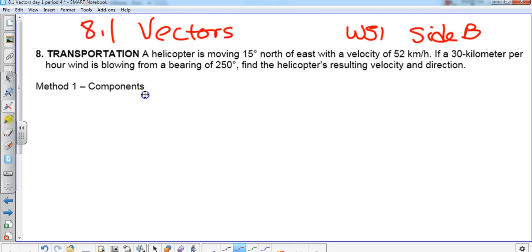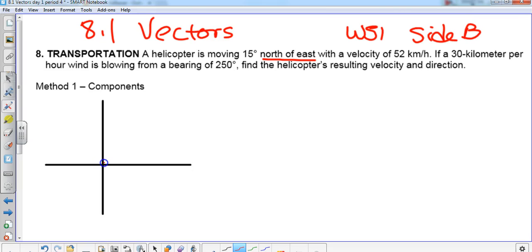All right, towards the bottom is this question, and we're going to do it twice with 2 different methods, and you can pick which one you like better. All right, a helicopter is moving 15 degrees north of east. When they write it out like this, it just means to the north of east.